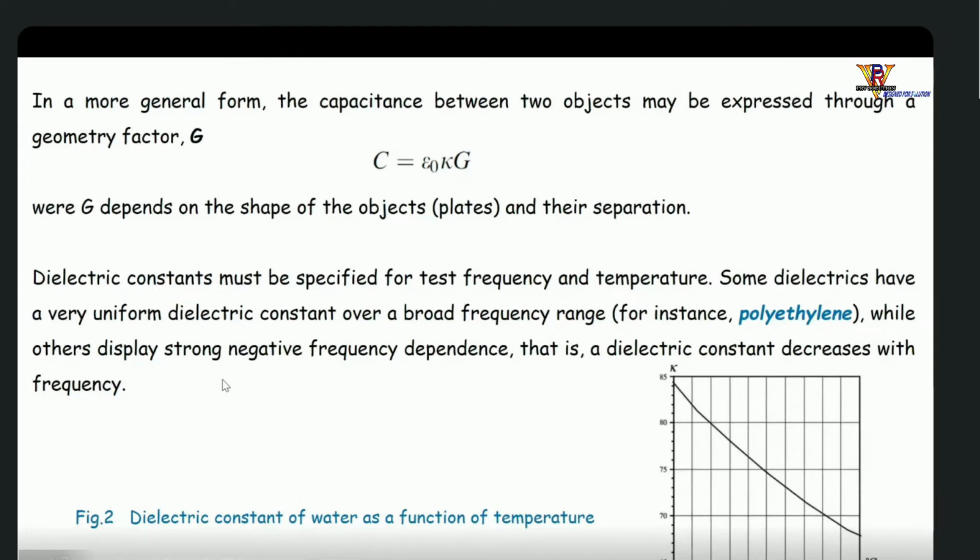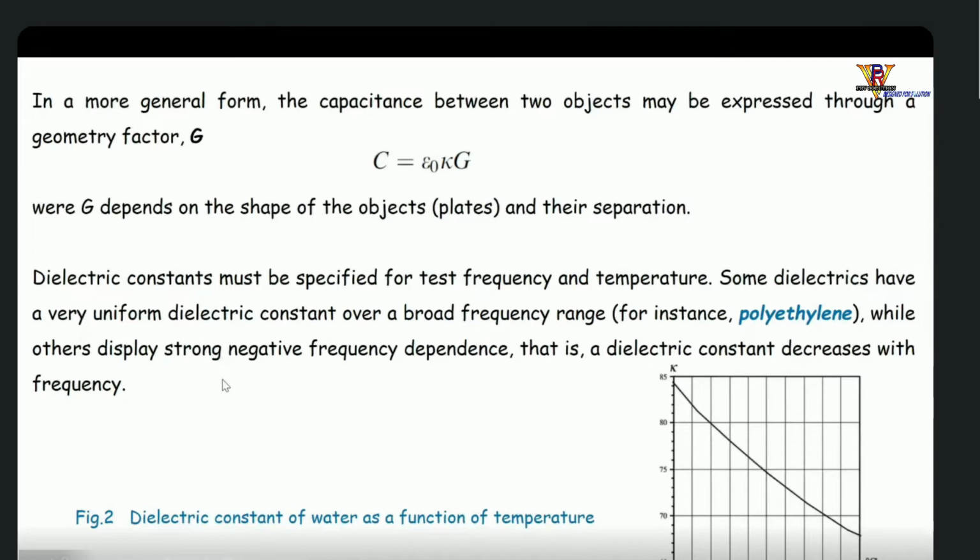For example, polyethylene. So if we construct a capacitor and insert this type of material between the plates of the capacitor, then such a capacitor can be used for a broad range of frequencies, because its dielectric constant doesn't depend on the frequency. It is not changing with respect to frequency. That's why it can be used for a broad frequency range.